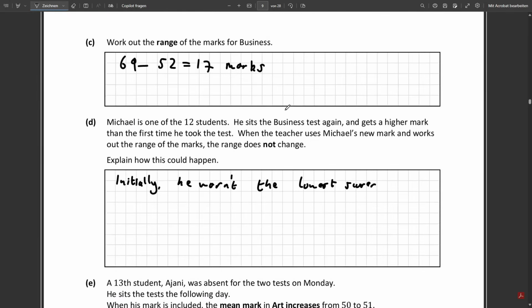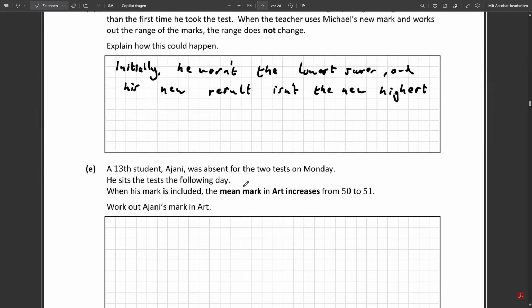And you could say his new result isn't the new highest, because if the range hasn't changed, that means the highest hasn't changed and the lowest hasn't changed. So I guess this kind of sums it up mostly.